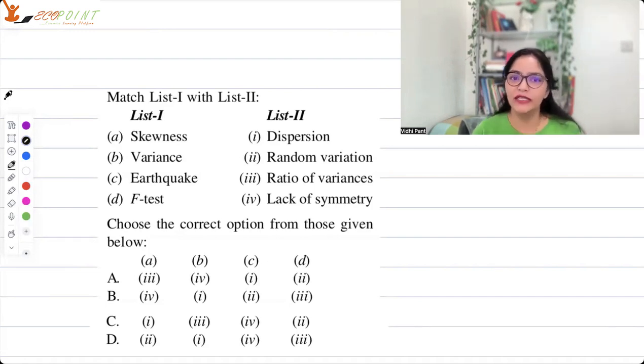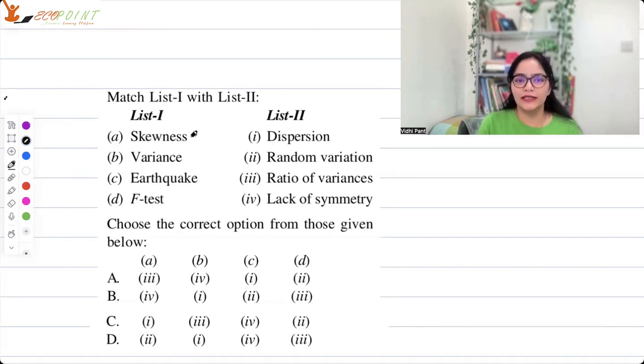So first question, let's match the two lists. Skewness, variance, earthquake, F-test, and on the other list we have dispersion, random variation, ratio of variances, lack of symmetry. That means we basically have to figure out what the items in list one are actually depicting.